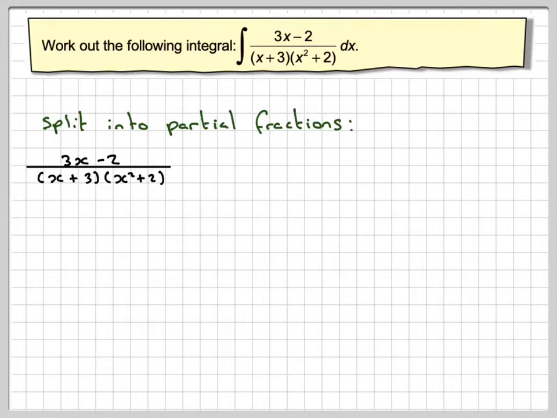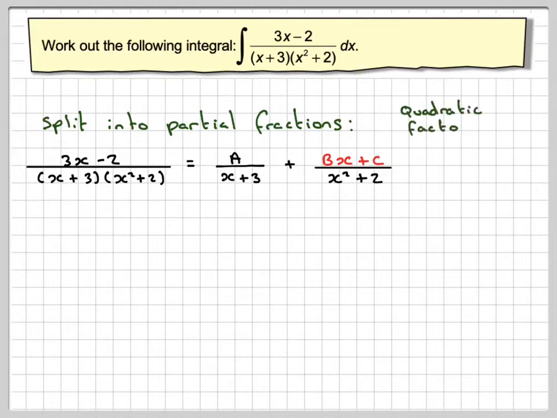What we've got here is a linear factor and a quadratic factor. So the linear is A over x + 3. Now for the quadratic factor you must try Bx + C over x squared + 2, because here we have a quadratic factor. So this is perhaps the new bit. You can see this will work once we've got the answer. If we went back, we would get this.